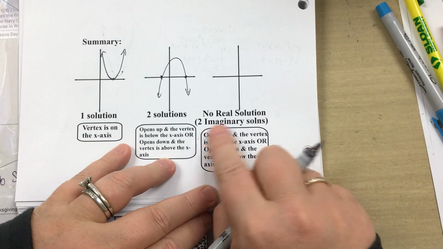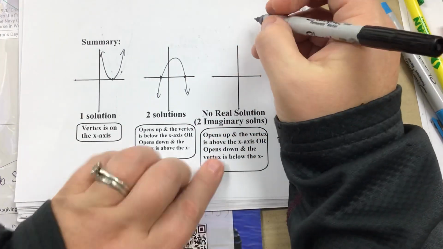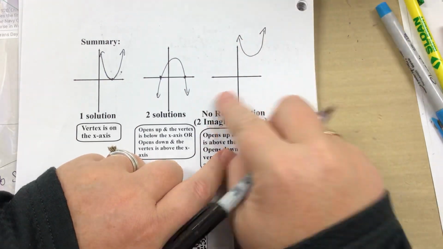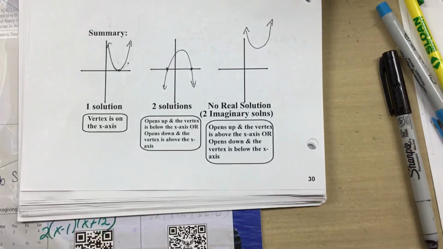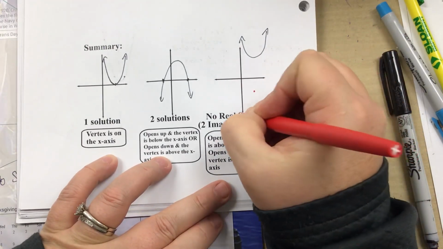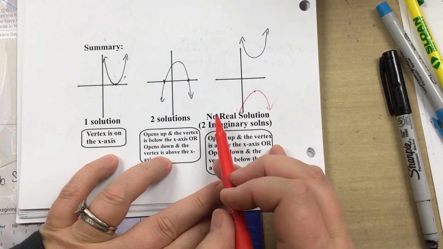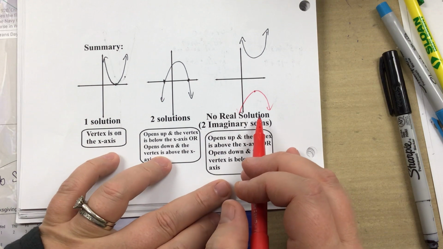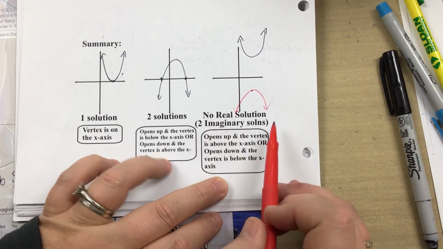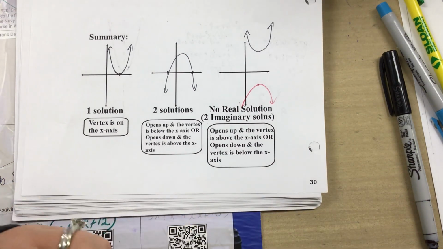I have no real solutions, or 2 imaginary solutions, if it opens up and the vertex is above the x-axis like this. Notice it doesn't cross the x-axis at all. Or the other option is the vertex is below the x-axis and it opens down. Do you see again how it never crosses the x-axis? So therefore there are no real solutions, but we have talked about imaginary already this year. That would mean there are 2 imaginary solutions, and we could find them, but just not by graphing.